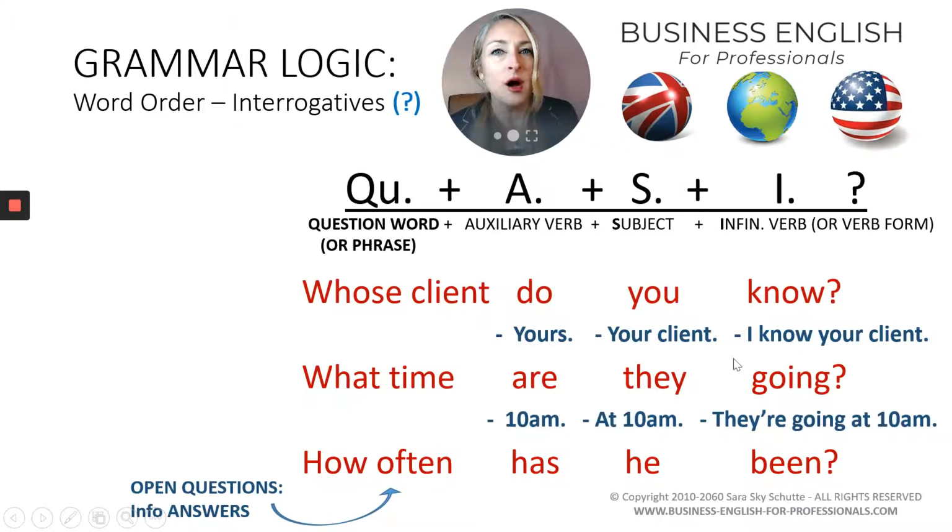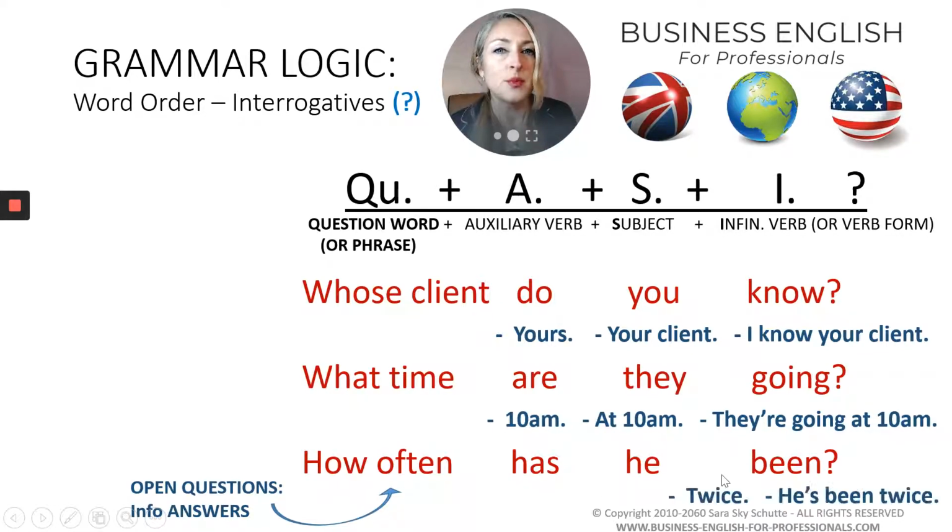What time are they going? 10 a.m. Very short answer, referring to what time. At 10 a.m., a little more complete with the correct preposition, referring to a specific hour or periods of time. We'll look at that. Or they're going at 10 a.m., complete answer. So all of these are correct, and it's referring to what time.